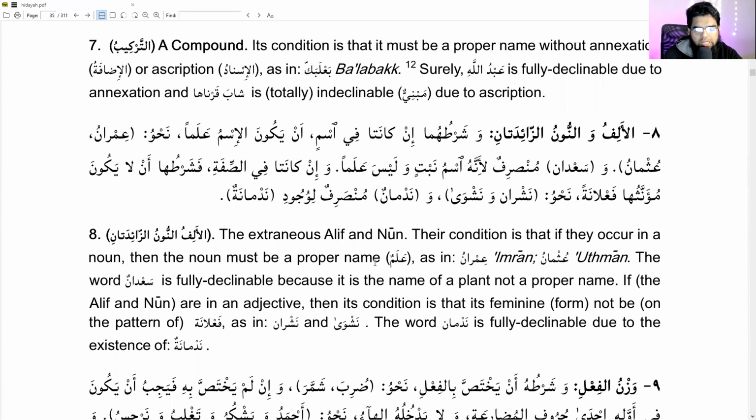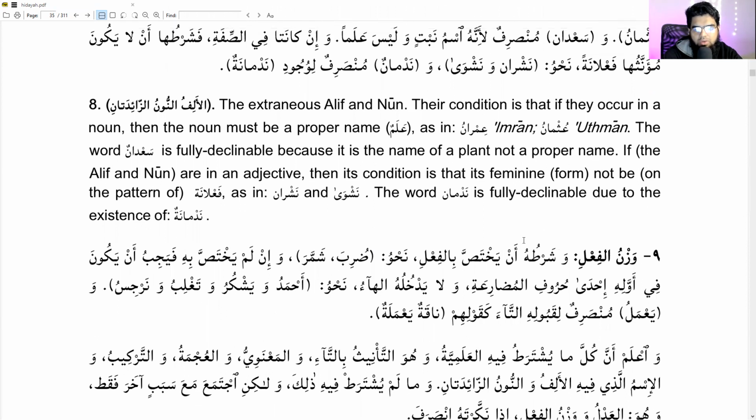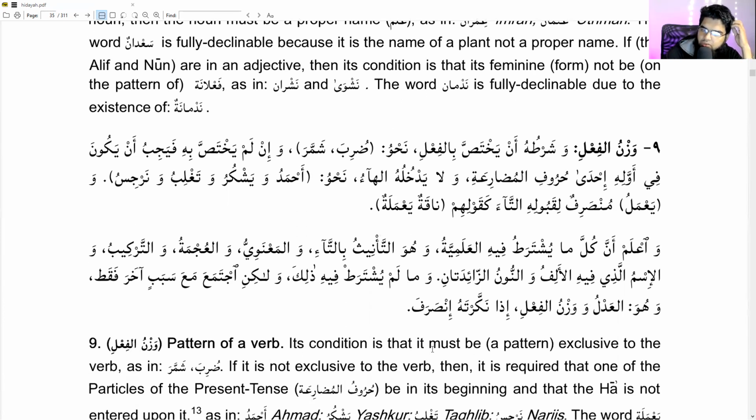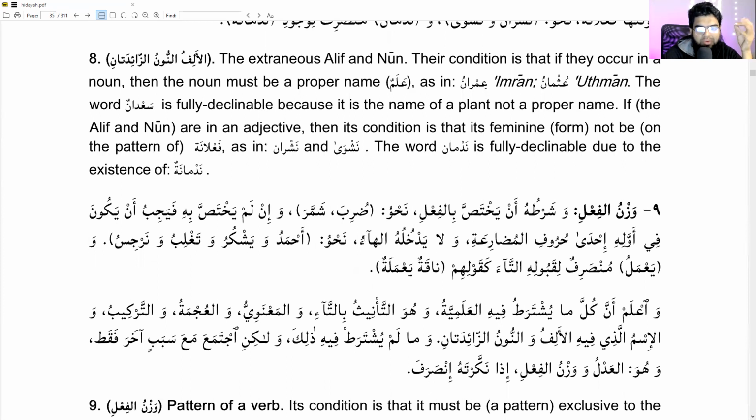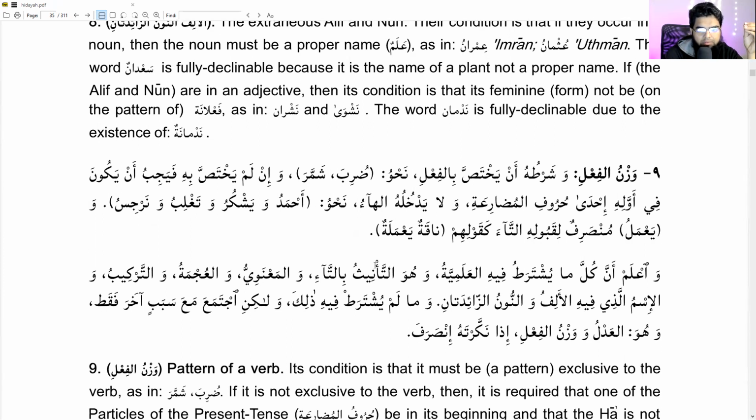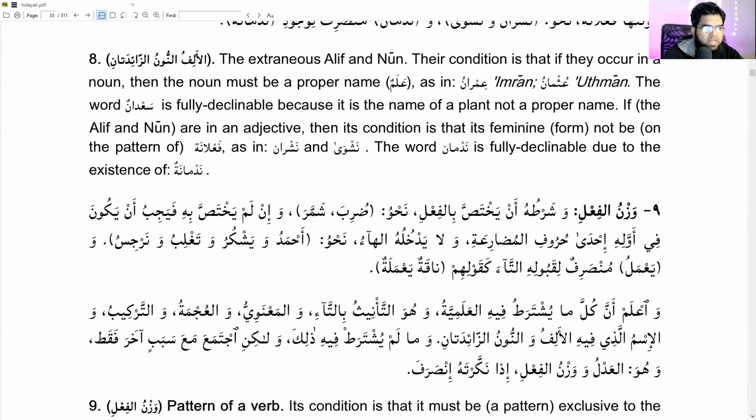Feminine is nashwa, so that's why it's غير منصرف. وزن الفعل. وشرطه, another is pattern of a verb. وشرطه, last reason, right? وشرطه أن يختص بالفعل، نحو ضرب شمر. The pattern of a verb. It is a condition that it must be a pattern exclusive to the verb, like ضرب شمر. ضرب is he was hit. I don't know what شمر means.